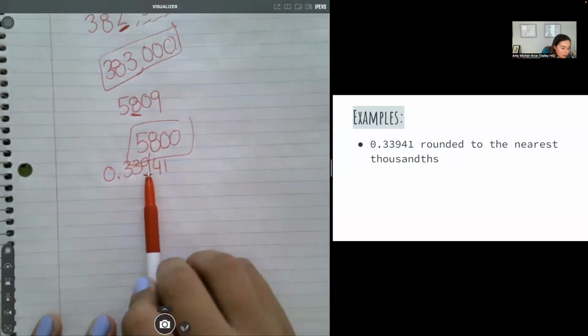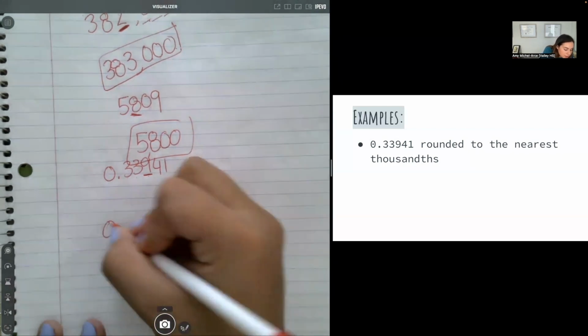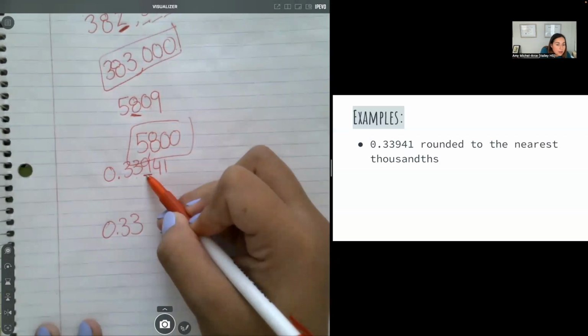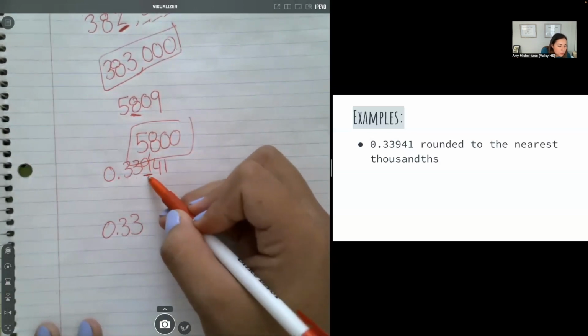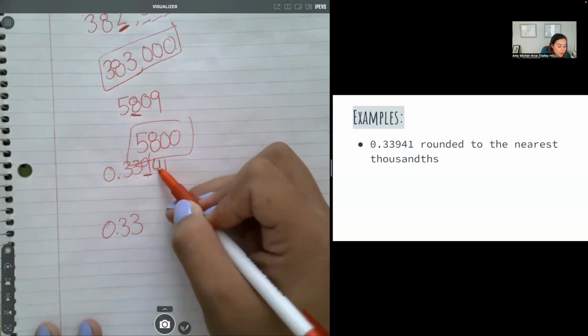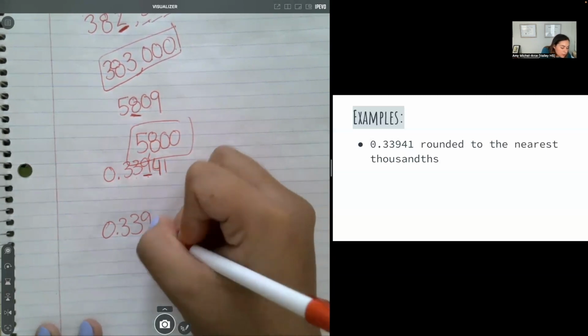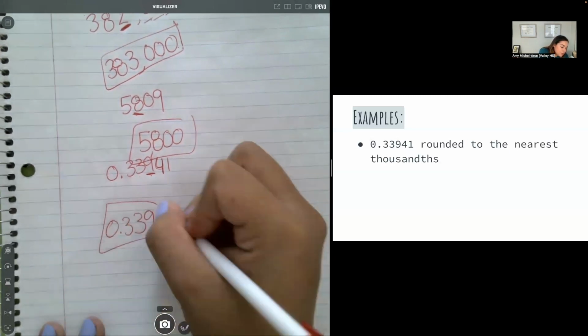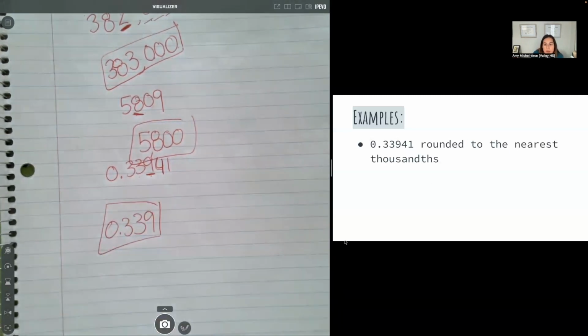Okay, so that 9, everything to the left stays the same. 0.33 stays the same. This 9 is either going to go up and increase this one, or not, depending on this number to the right. That 4 means that we are going to round down. So that is going to be a 9 still. That is our final answer for that one.